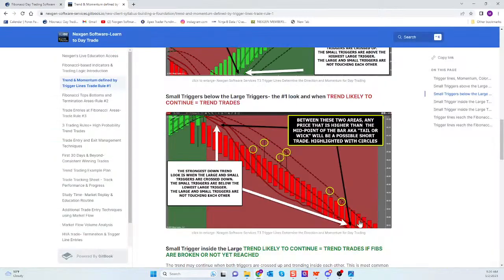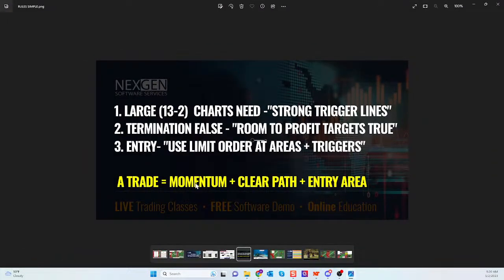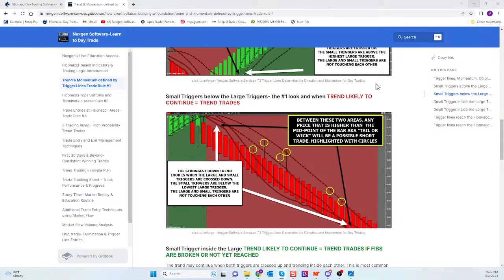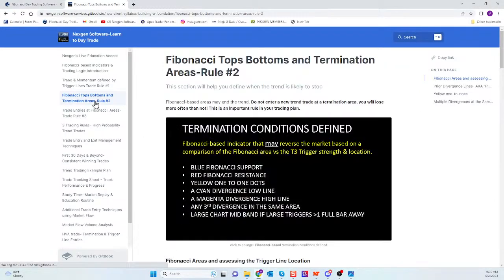So rule number one, the advantage of momentum happens on the 13.2. This is the precursor for everything. This is what's going to get you in the right direction for a high probability trend trade. And once it's there, you're going to make sure that you're not trading into a termination condition. Rule number two says that termination conditions are false. Rule number two provides you the advantage of a clear path.